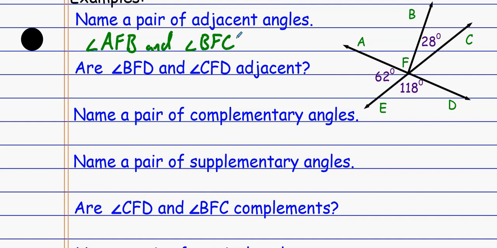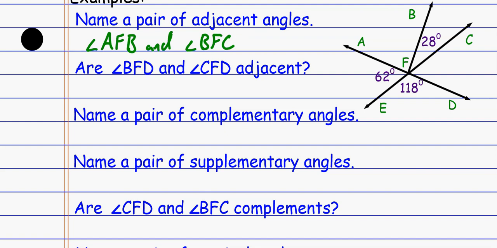And there's a multitude of other answers that you could pick here. I could have done angle EFD and angle CFD, all right? Or any other number of combinations. So adjacent angles are just angles that are touching one another. Okay? Side-by-side angles.